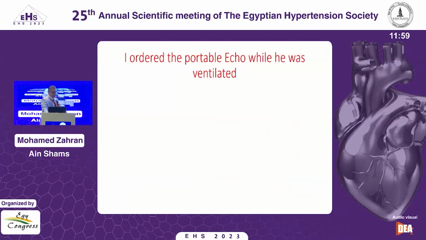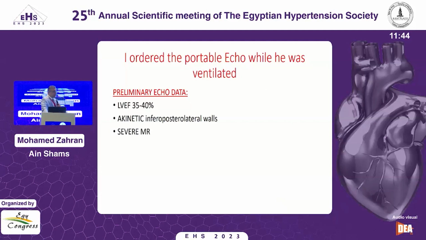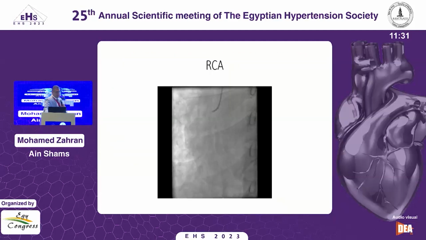While performing this, I had the portable echo in the cath lab. So we did a bedside echo while he was being ventilated, and this showed an impaired ejection fraction, 35–40%, akinesia of the infraposterolateral big segment, severe mitral regurgitation, mild aortic regurgitation, no effusion, no VSR, okay? So this is the data that I got by the bedside echo while I was preparing the patient for the PCI. I did a right coronary artery injection: a small, non-dominant, normal, 34-year-old vessel, very smooth.